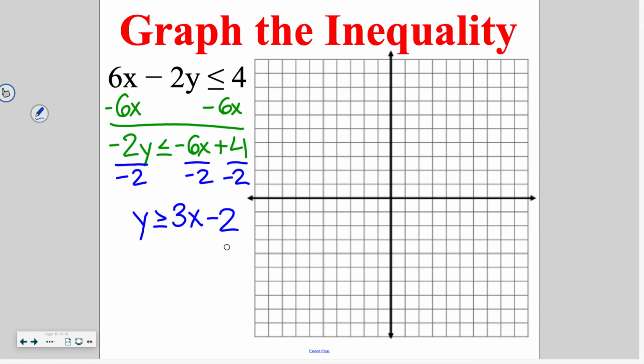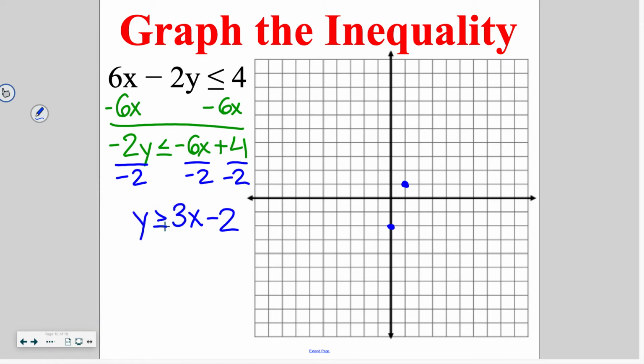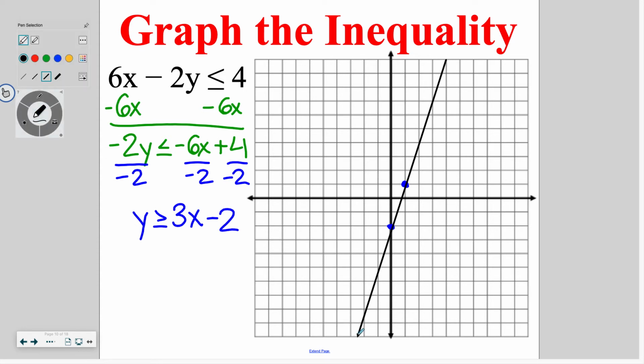So the line that I am now graphing is y is greater than or equal to 3x minus 2. So I'm going to start at negative 2, go up 3, and over 1. I'm going to be using a solid line because I've got that equal to part. So I'm going to go on my graph and draw that in, making sure I add arrows on both ends to extend that line all the way out forever and ever.